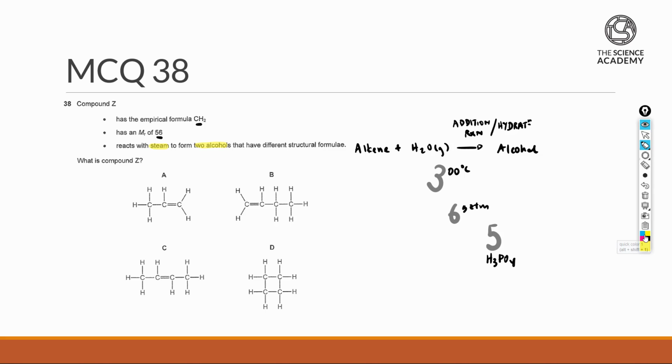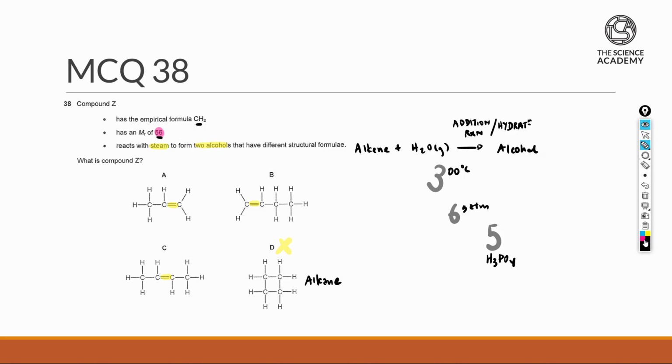So with that, A is viable, B is viable, and C is viable, but D is out because it's considered to be saturated. It's actually an alkane over here. So next is to make sure that after we go for A, B, and C, they adhere to the MR criteria of 56.